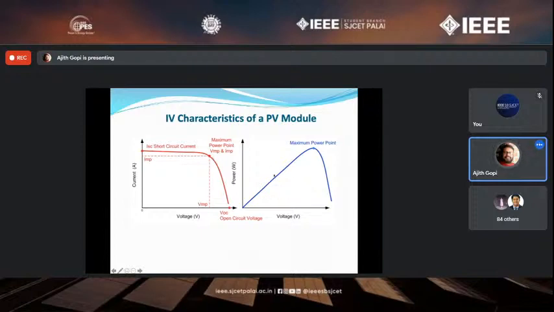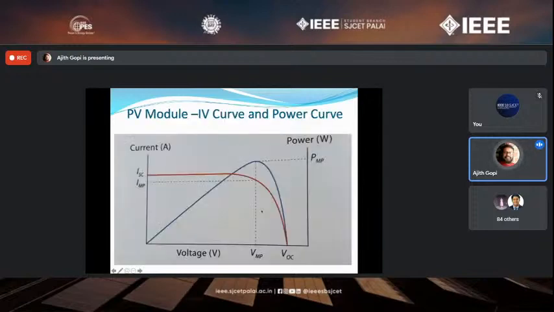This is a power curve of power versus voltage. Both curves are together here. You can see the maximum power point, which is the corresponding IMP. The interesting thing is that the short circuit current, maximum current, open circuit voltage and maximum voltage you can get from the data sheet of the PV module.